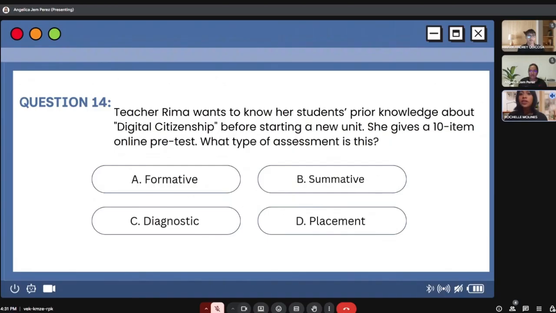The answer is letter C. Diagnostic assessment, because the assessment is given before instruction to identify students' existing knowledge and skills.